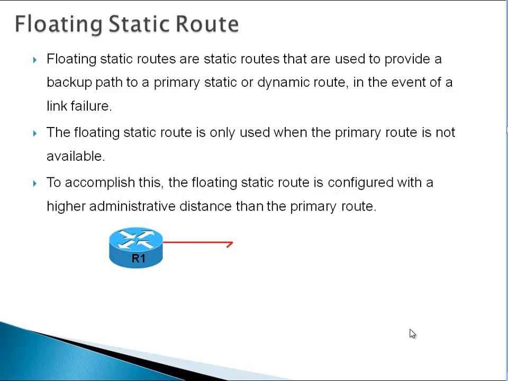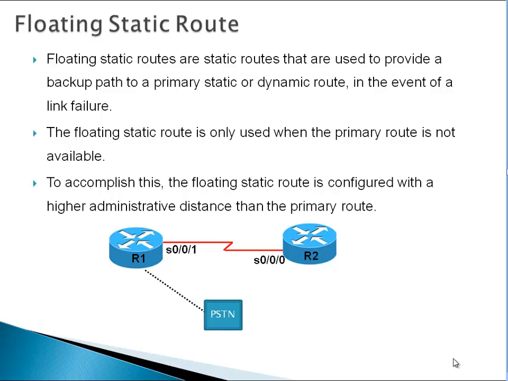So for example, I have here router 1 is connected to router 2 through serial 0/0/1, and on router 2 it is serial 0/0/0. Then we have a backup route that points to the public switched telephone network, in case the primary route or WAN fails. For example, if the wide area network link towards router 2 fails, then we will use a dial-up link. But if these 2 links are using a routing protocol like EIGRP or OSPF and so on, the administrative distance will be 90. And if you use a static route that points this way, the administrative distance will be 1.